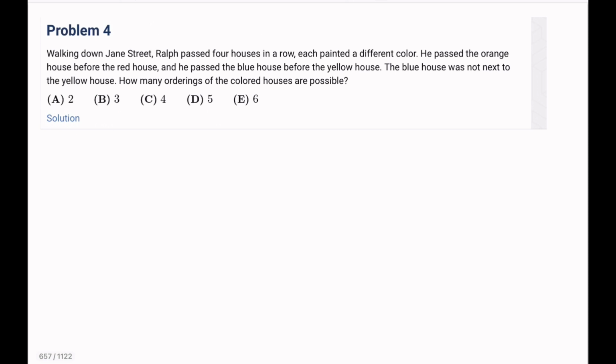Problem number 4. Walking down Jane Street, Ralph passed 4 houses in a row, each painted a different color. He passed the orange house before the red house, and he passed the blue house before the yellow house. The blue house was not next to the yellow house. How many orderings of the colored houses are possible?